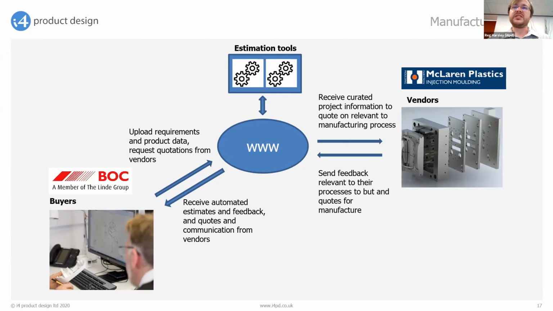They can quote on it, or they can start having a conversation with the buyers through the portal about things that are specific to their process. So this is where we're using DOC as a test buyer group and McLaren Plastics as a test vendor group, so that we can try and improve communication between buyers and vendors early on, and hopefully make some new connections that way. Because obviously with trade shows being closed at the moment, it's difficult for new connections to be made. So hopefully this portal can help improve that.